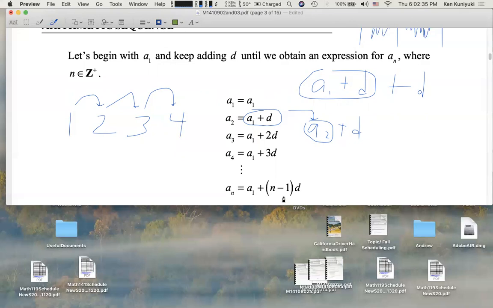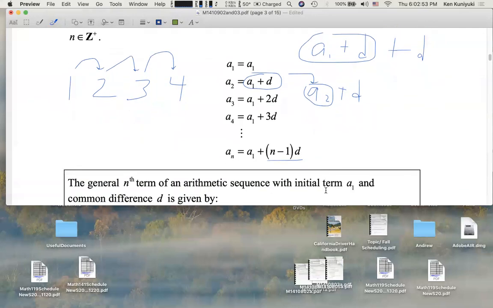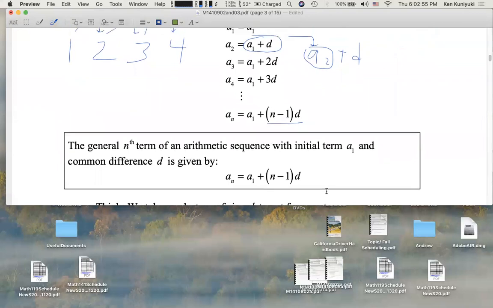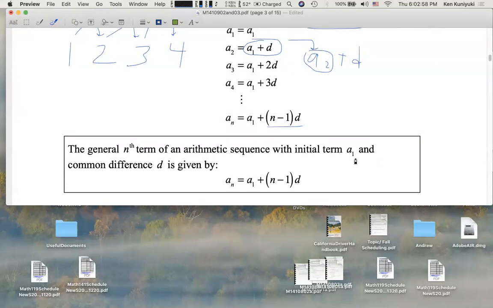And remember, repeated addition is multiplication, right? For example, a sub 1 plus d plus d is a sub 1 plus 2d. In general, if you're adding d n minus 1 times, you get this product. We're thinking, again, of multiplication as repeated addition. And that is the general nth term of an arithmetic sequence with initial term a sub 1 and common difference d. It's given by a sub n equals a sub 1 plus the quantity n minus 1 times d.